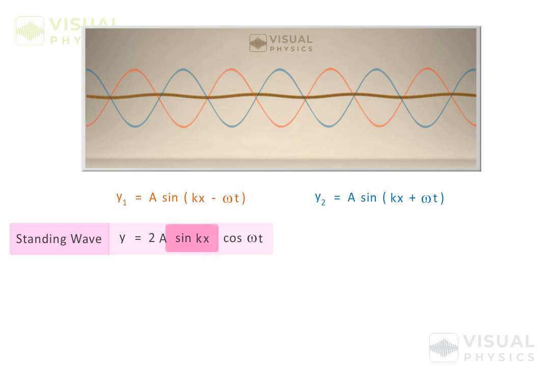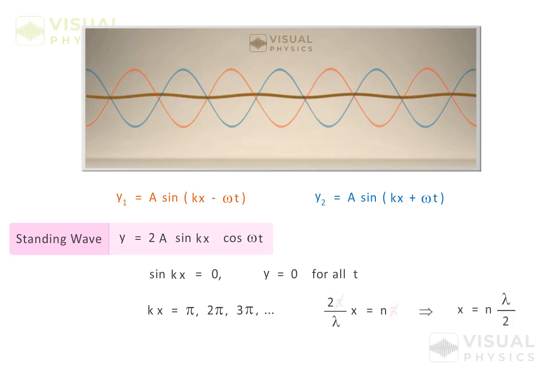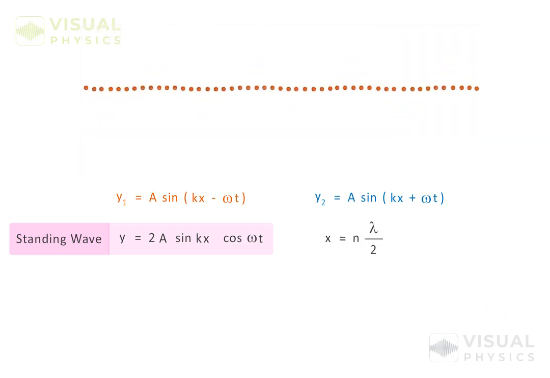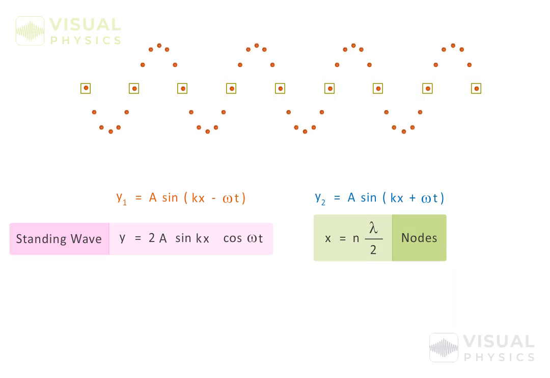In this equation, if this term is equal to 0, then the displacement will be 0 at all times. That is, for any value of t. This happens when kx is equal to pi, 2 pi, 3 pi, etc. That is, when kx is equal to n pi. Writing k equal to 2 pi upon lambda and rearranging, we get the values of x where displacement is always 0. That is, the position of nodes on a standing wave.